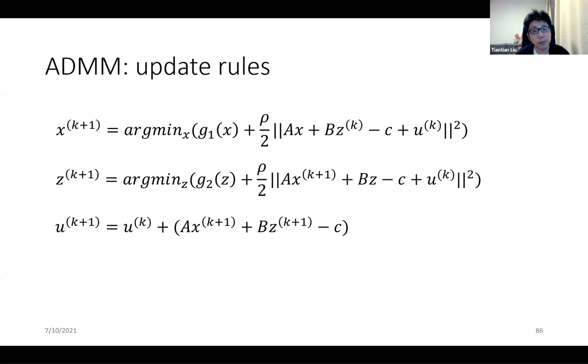Once we have such a reformulation, we can solve the entire problem in the following way. It alternates the solver for two primal variables x and z, and it will update the Lagrange multiplier variable u at the end of every iteration.